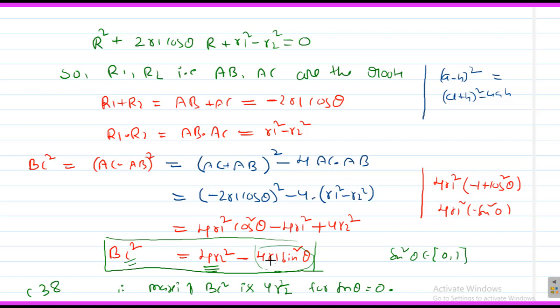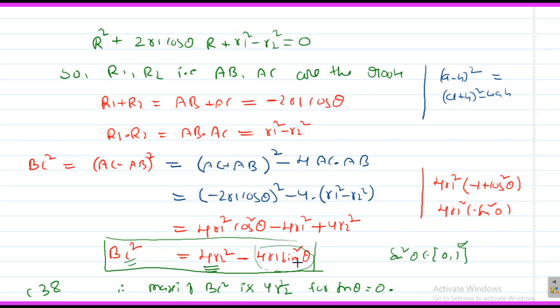It means that 4r1 sin square theta should be at its maximum value. Here the maximum value of sin square theta is 1. If instead of sin square theta you write 1, then you will get the minimum value of BC square. Understood? We want to find the minimum value of BC square. So that is nothing but 4r2 square minus something. From 4r2 square you are subtracting something.